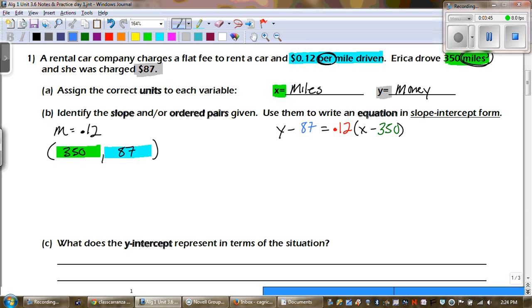And from here, guys, this should be smooth sailing. The first thing we have to do is distribute. So we get y minus 87 equals 0.12x, and 0.12 times 350. If you don't have your calculator out, guys, do it right now. You get negative 42. And then to get y all by itself, we have to add 87. And we get y equals 0.12x plus 45.